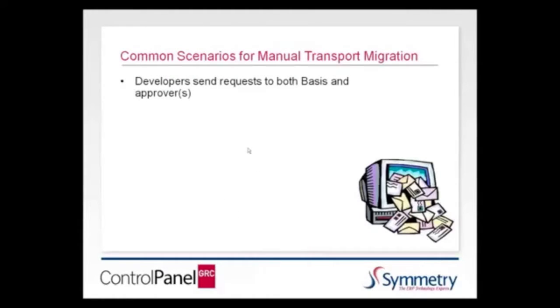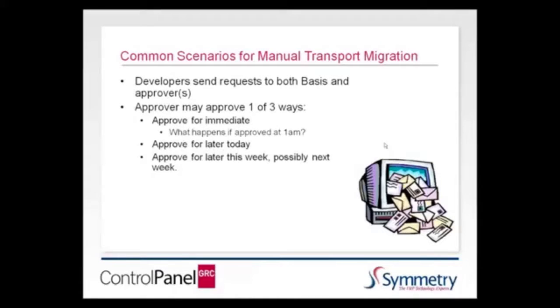In a common scenario, developers would just send the request to both the basis person and the approver. That way you know what step you're at. Basis knows that this needs to be approved. It'll say something like, I need this transport to go into the quality system once approved by whoever the approver is. And basis will see that, and then we'll know that once that's approved, we can send that in.